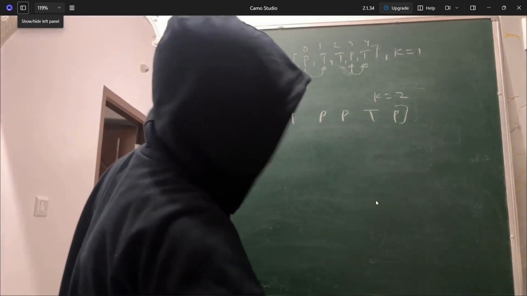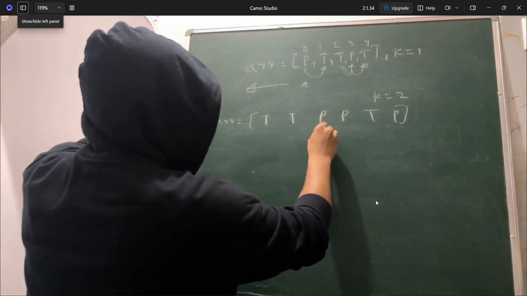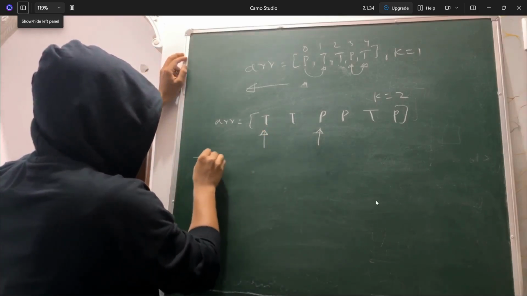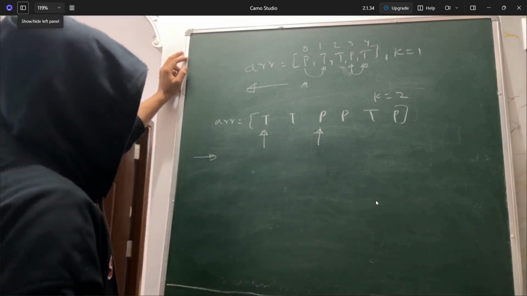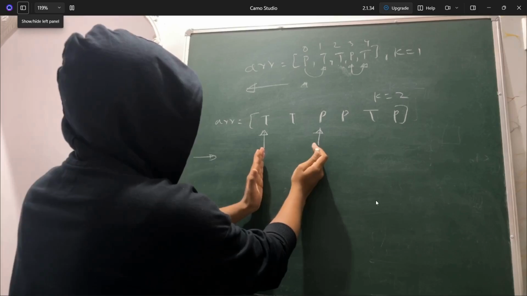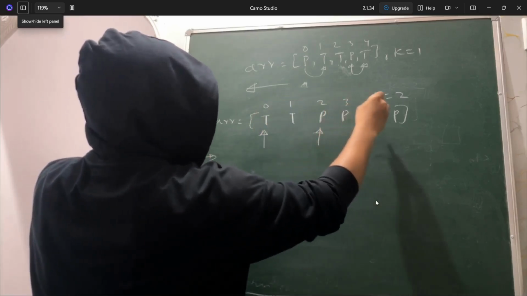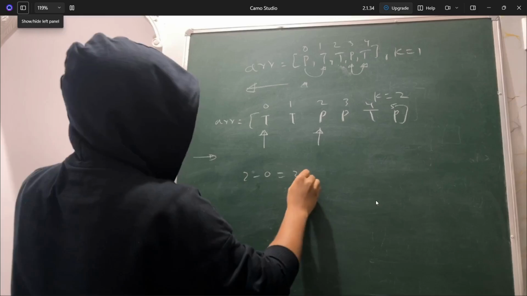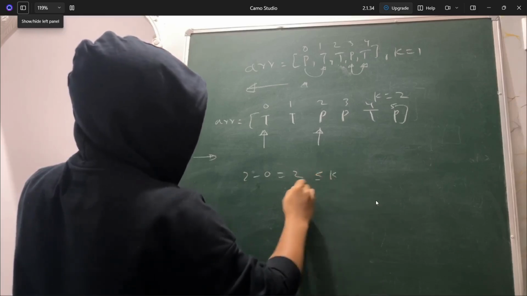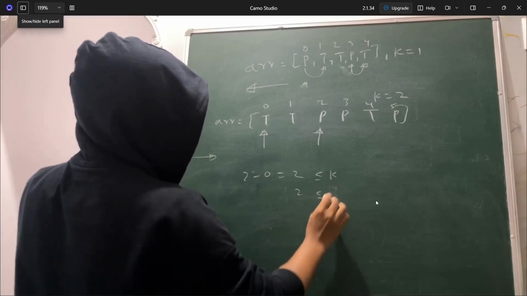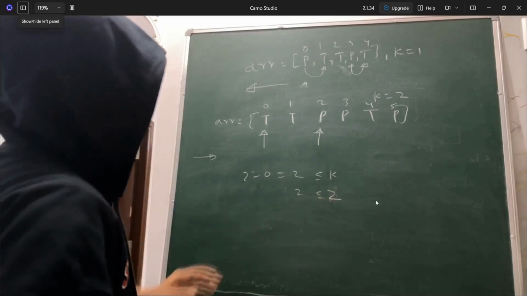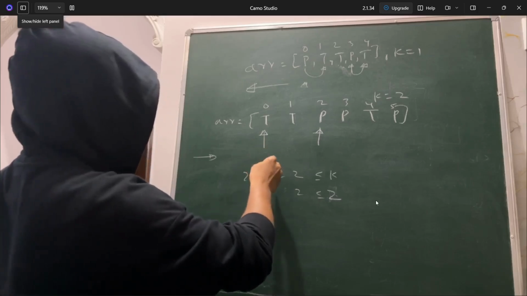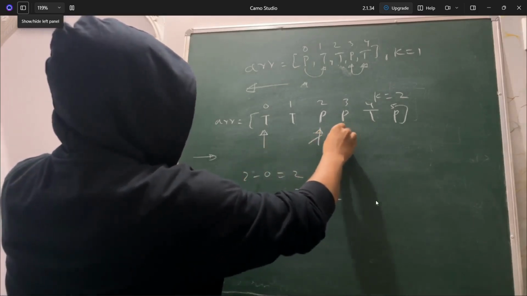So we will keep 2 pointers. One will be pointing at P, which is police. One will be pointing at T, which, from left to right, will be the leftmost thief. Now we'll take a distance. These are the indices, so the distance will be 2 minus 0, which is 2, and it is less than or equal to k. K is 2, so it is true, which means this police can catch this thief.